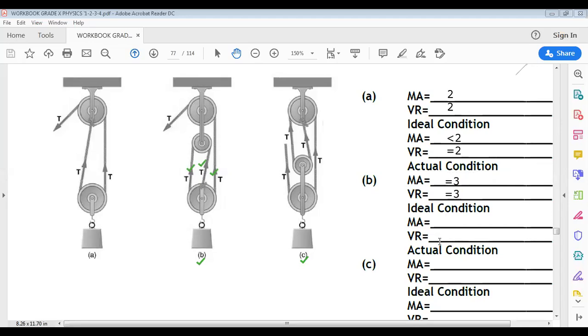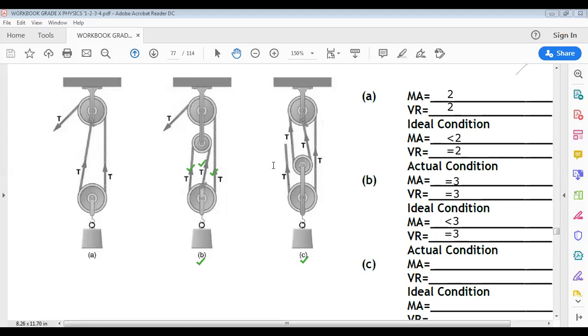Very good. Brilliant answer, Harshita. Swadha, Shreya, Harshu, Anisha, very good. Your MA will be less than 3, whereas your VR will actually be 3. Clear? Chalo, let's do it for the third one now.